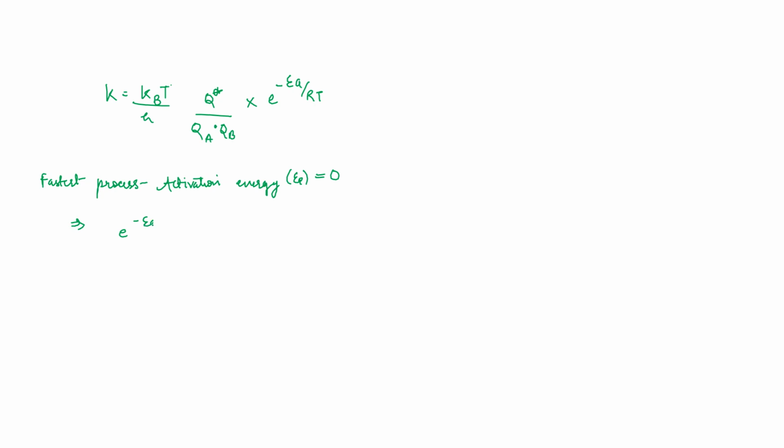Therefore, the value e to the power minus E_A by RT comes to be e to the power 0 by RT, and anything e to the power 0 is equal to 1. The first thing is done. The second is Q star upon Q_A Q_B. We take it to be 1, the maximum value.